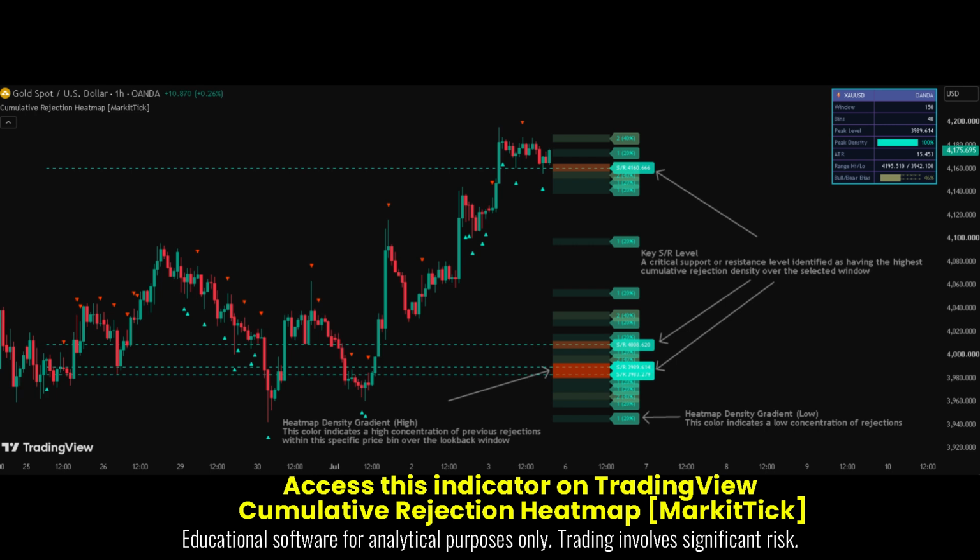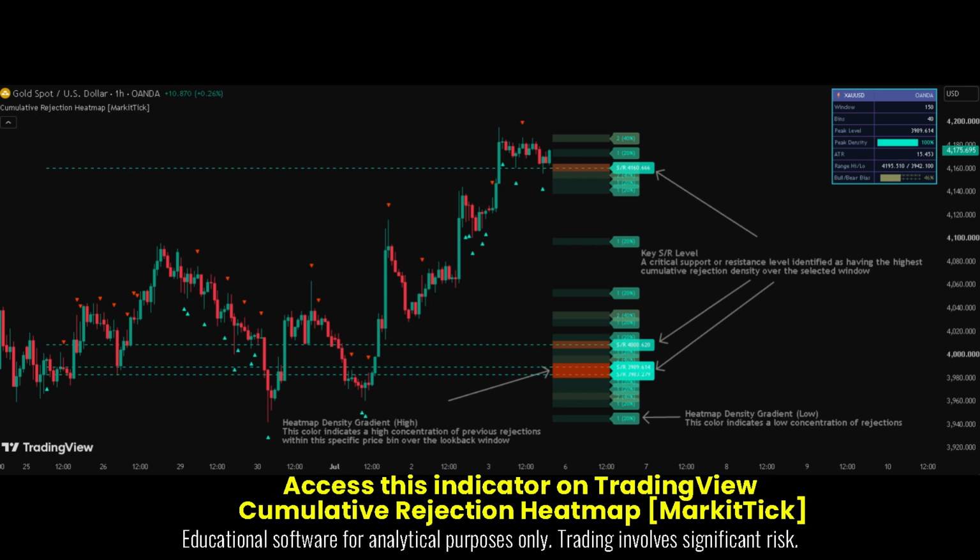The analysis centers on price action normalization by calculating the wick ratio of each bar against the average true range, ATR. By segmenting the total price range of a look-back period into discrete statistical bins, the indicator maps the frequency of rejection events, instances where price failed to maintain momentum at a specific level.